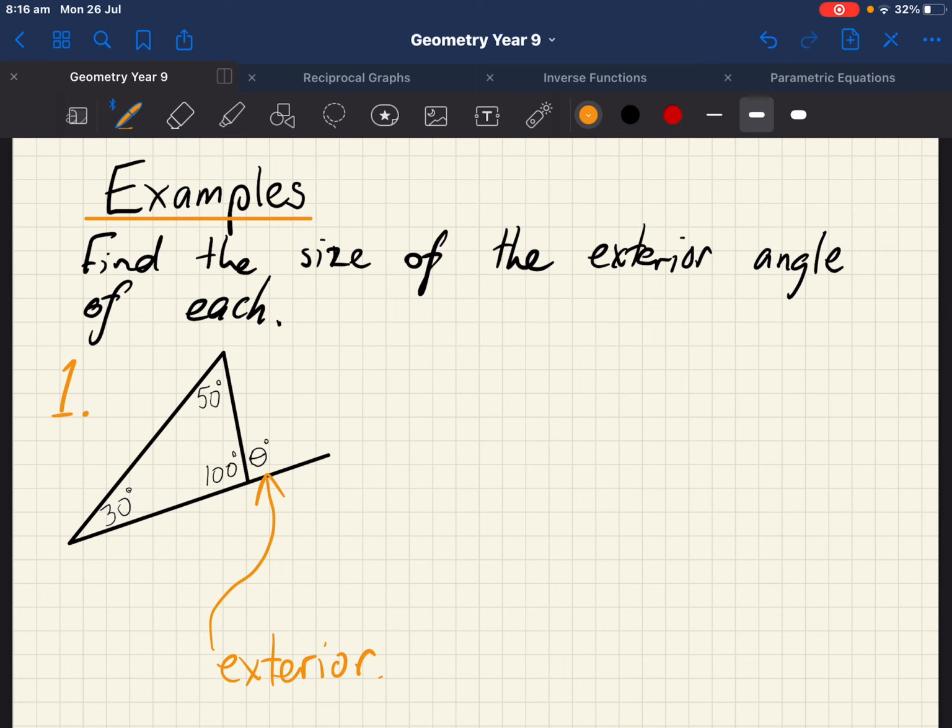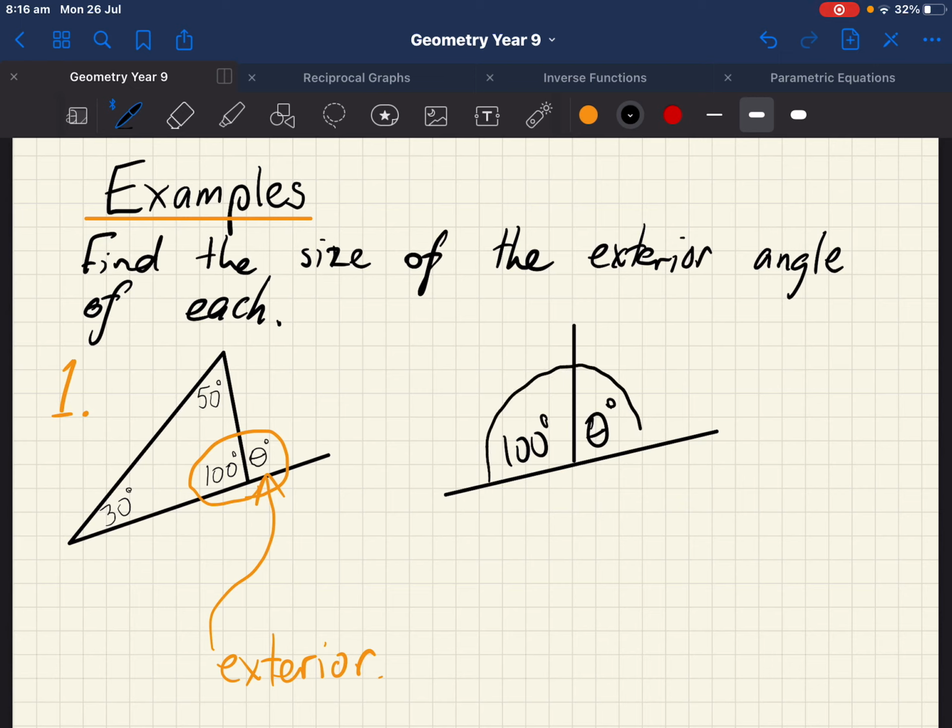This one here is quite simple because we have the size of the angle directly next to it. If we really zoom in on this area here, we can see that we have a straight line, a side that goes up here, and that angle there was 100 degrees. The angle on this other side was the exterior angle. What's really great about having the angle directly next to it is because we know this here is a straight angle, meaning it adds up to 180 degrees.